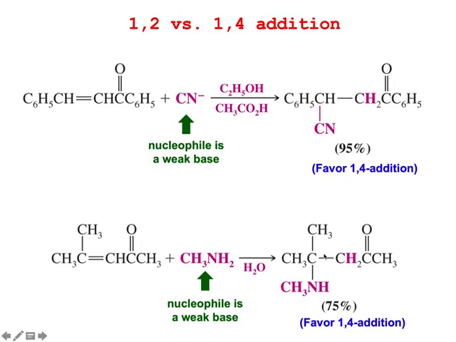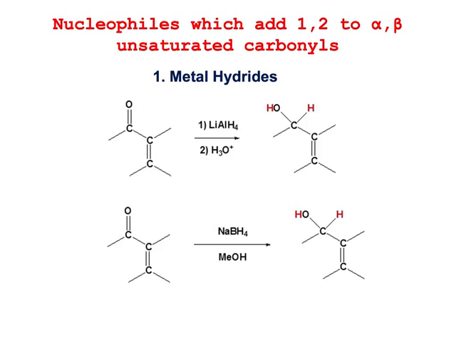Okay, another example for the 1,4 addition. So this one, which is 1,2 addition, alpha beta unsaturated carbonyl, metal hydride. We use a metal hydride. So what happens? You get this product. If sodium borohydride, you also get the unsaturated carbonyl, C double bond C, alpha beta unsaturated carbonyl.